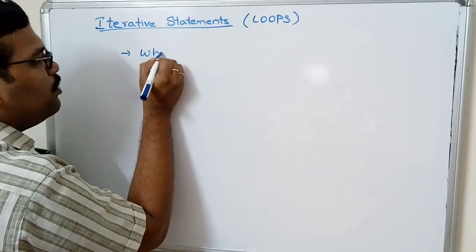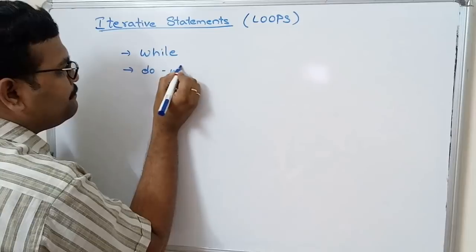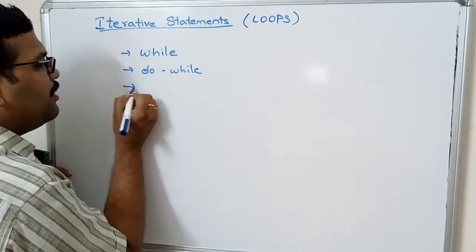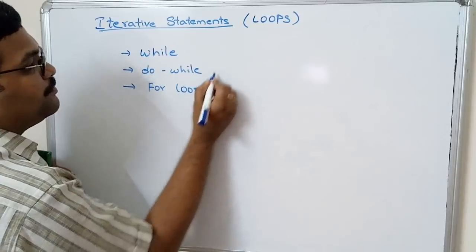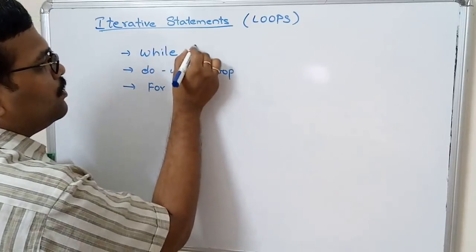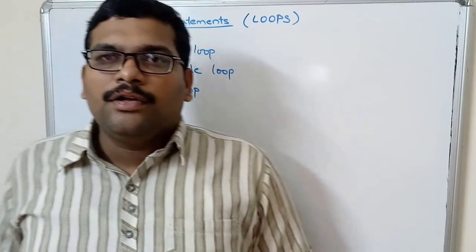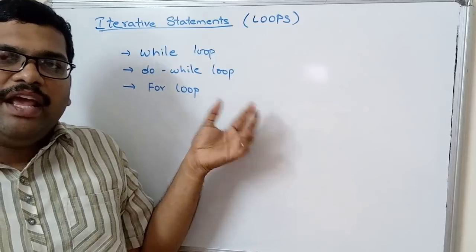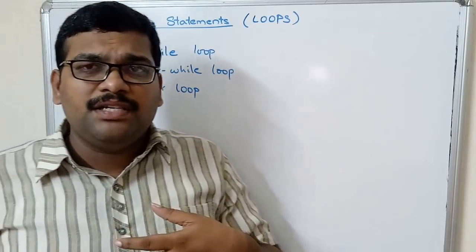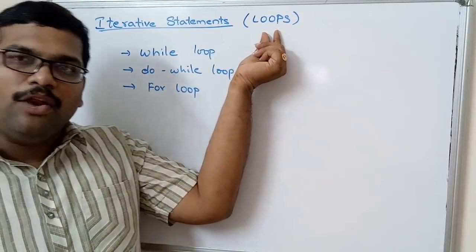One is the while loop, the do while loop, and the for loop. So in every loop we will execute some set of statements continuously. That's why we call it a loop.